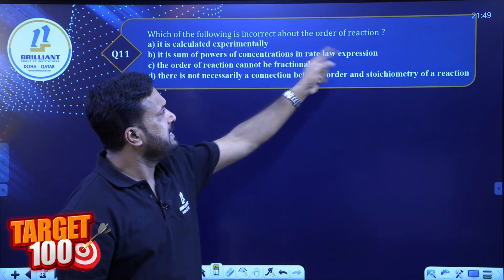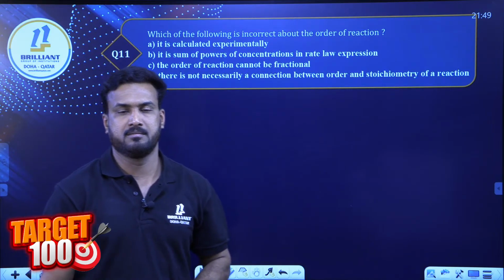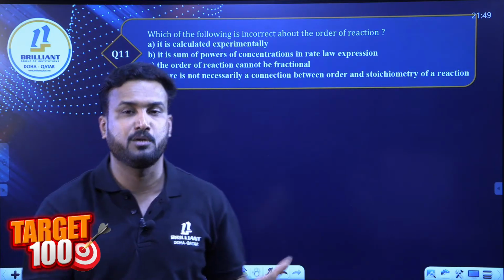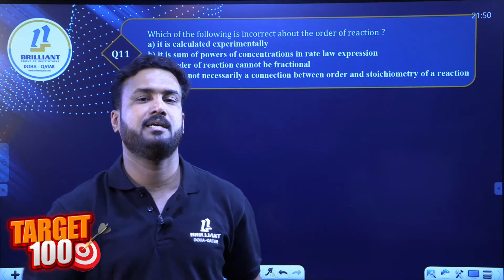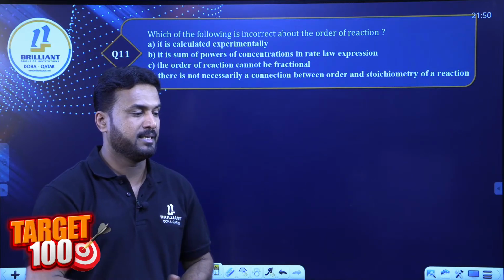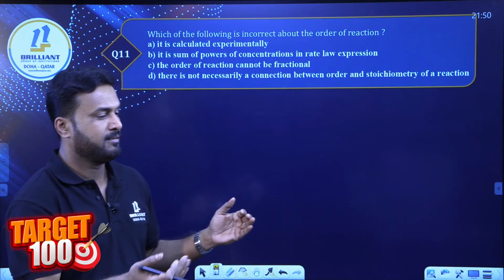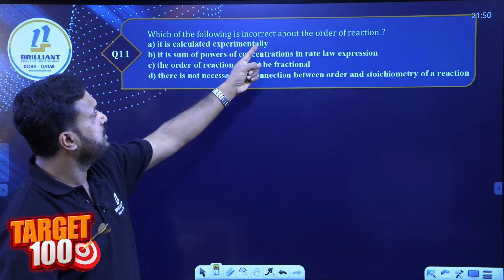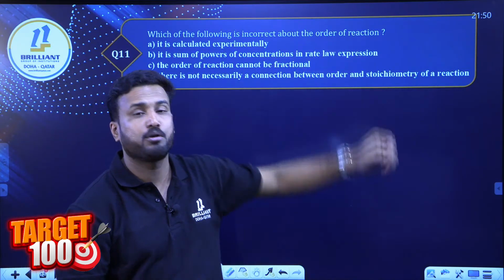Which of the following is incorrect about the order of reaction? Here I think it is quite easy. You can go through the options and send your right answer in the chat box. Let's see who all are sending right. Yes, Hadia, yes, fine. Which of the following is incorrect about the order of reaction?